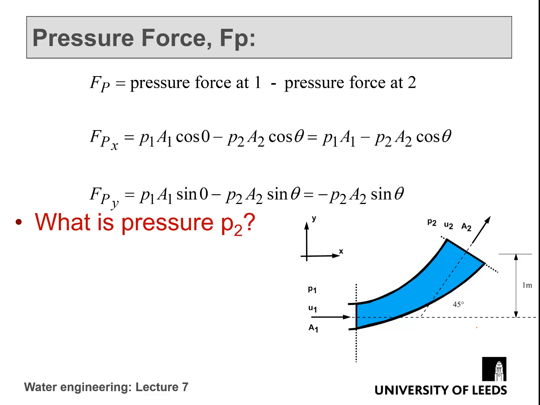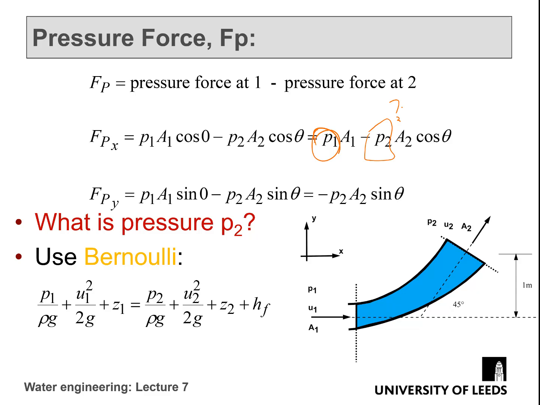We don't know what P2 is. We've only been given P1 in the question. How do we calculate that? Well, we know how to relate pressures in a system. We use the Bernoulli equation, and here's our Bernoulli equation. Get used to writing that down.